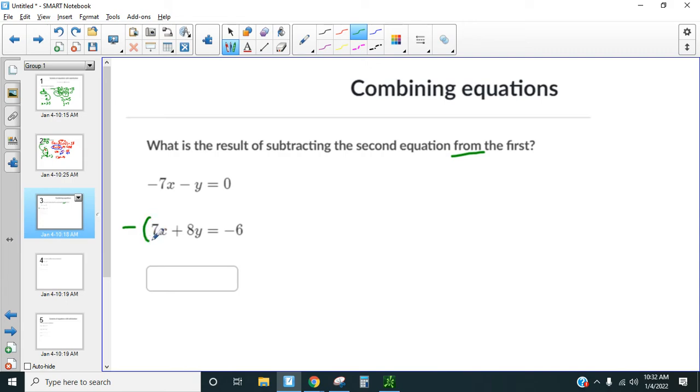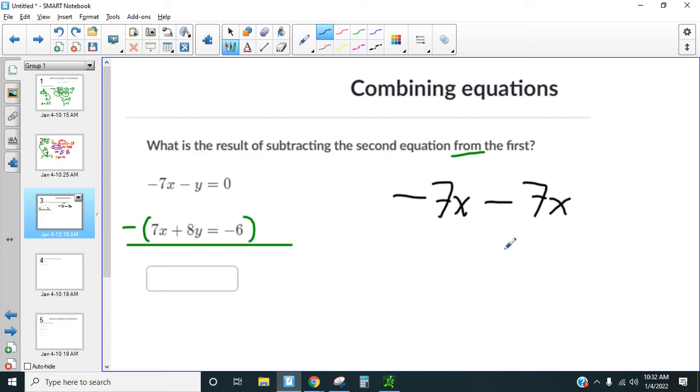That means I'm subtracting this whole thing from the first equation. Just like that. Now, it gets a little funky here because we're going to have some negatives that we're going to subtract and it turns into addition. So get organized, be careful here. If you subtract everything in here, you don't just subtract the first term, right? So what we're saying here is negative 7x minus 7x. Not 0, is it? No. It's negative 14x.